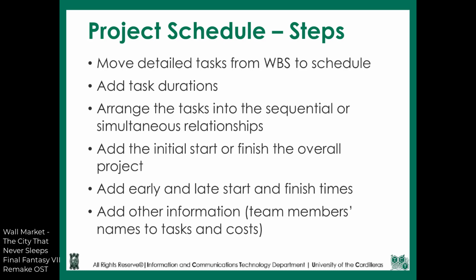Based from the accumulated duration of all tasks, the initial start or finish date for the overall project is established. Afterwards, the early and late start and finish times per task are added. The early and late times are calibrated based from the duration, and then adjustments are done based from negotiations with other stakeholders. Lastly, information such as team members' names, tasks, and costs are to be added.